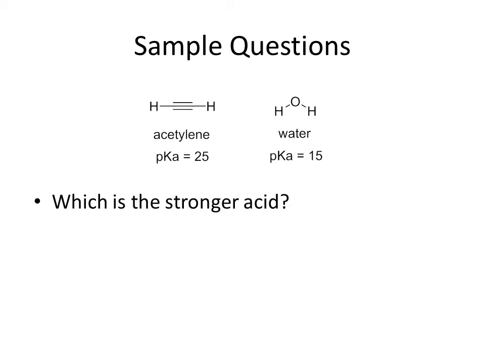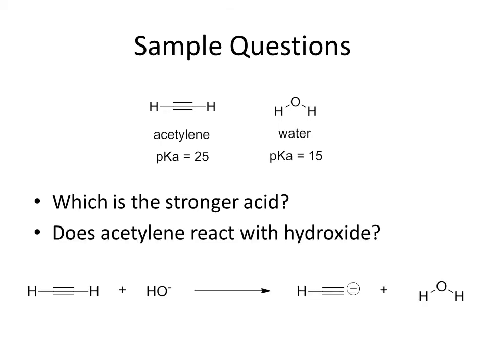So let's get started. Here are 2 molecules, acetylene and water, each with a pKa value. I'll ask you first, which one is the stronger acid? And then second, how are we going to apply the knowledge that we have about strong acids, conjugate bases, and pKa values to answer this question? Here's a reaction shown below. Does acetylene react with hydroxide ion as shown below?